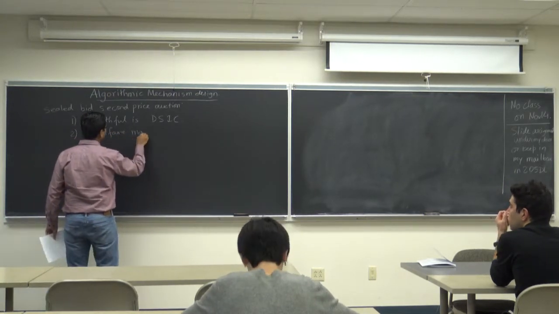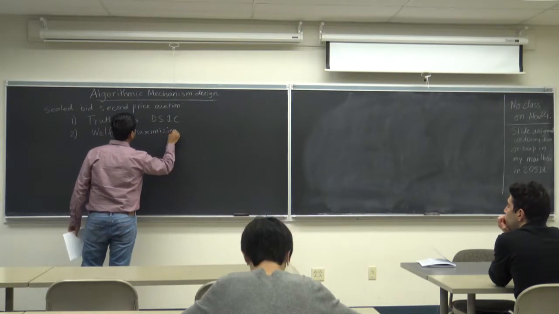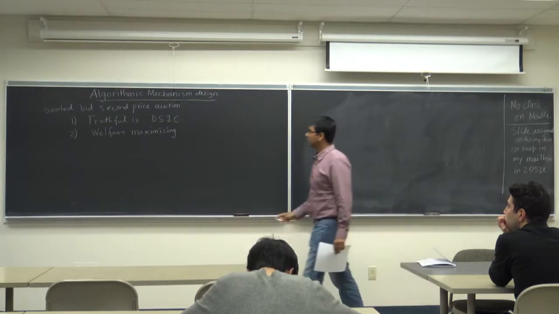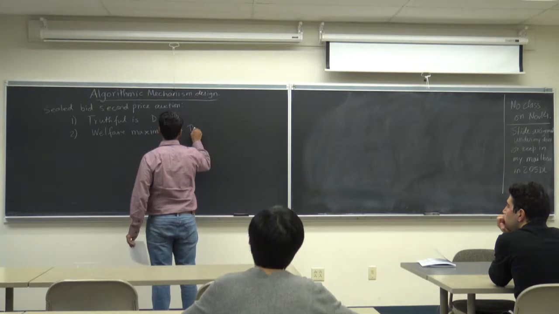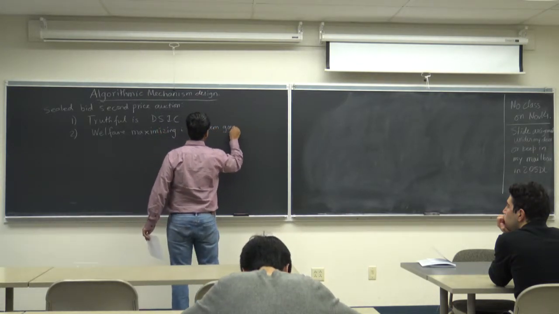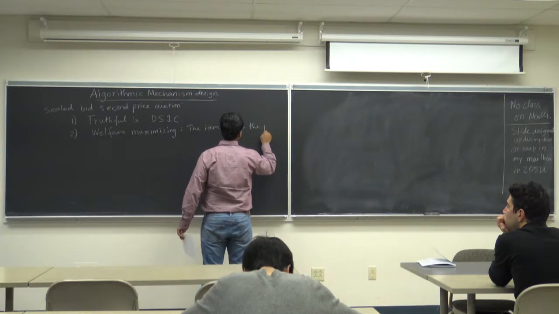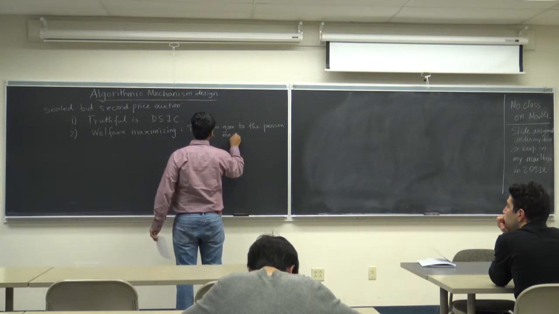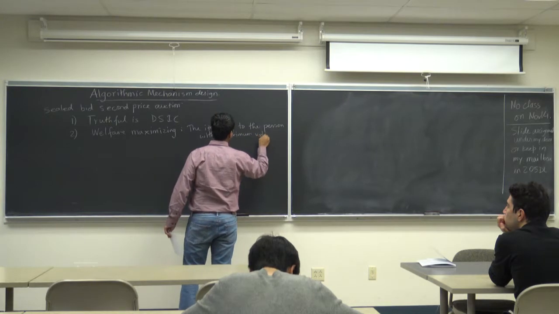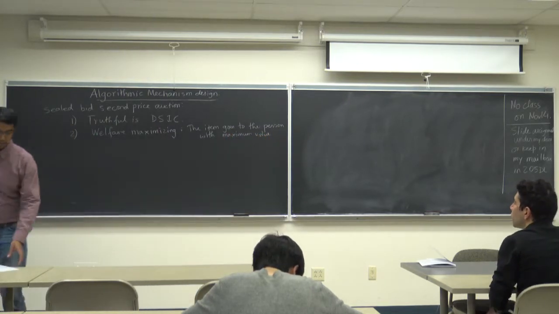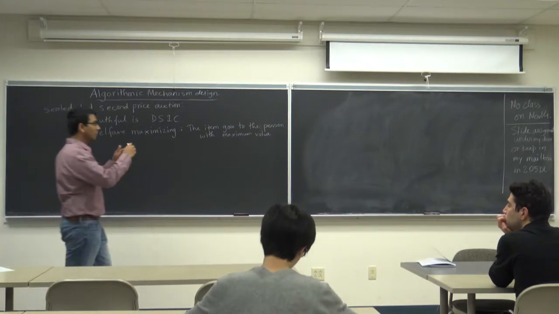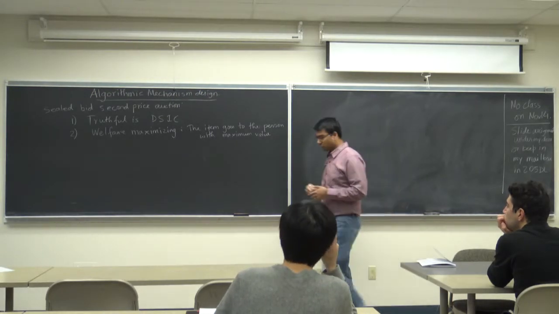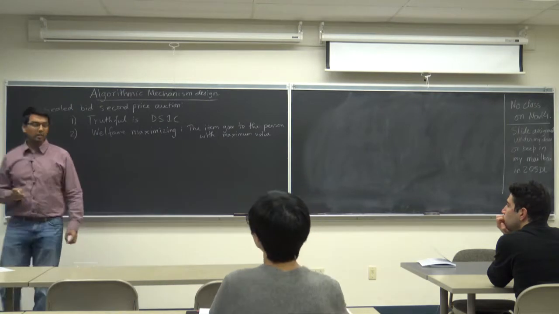The second thing that I haven't emphasized so far is that it's also welfare maximizing. And what do I mean by welfare maximizing? Basically the item goes to the person with maximum value. This is something we understand, right? Everybody bids, and whoever bids the maximum gets the item. So how do we write it as a welfare maximization problem?